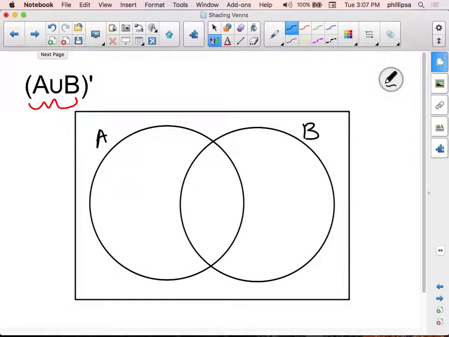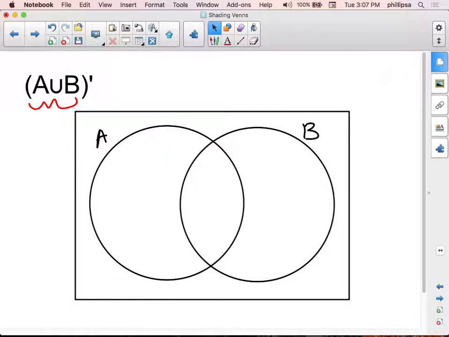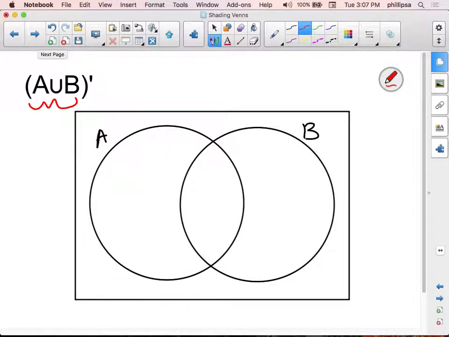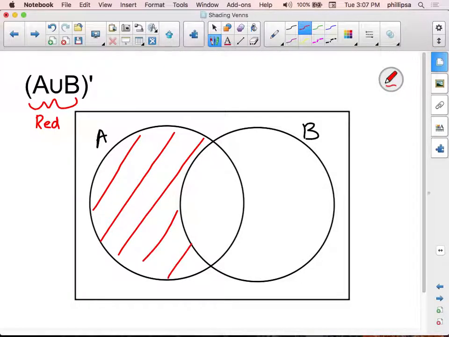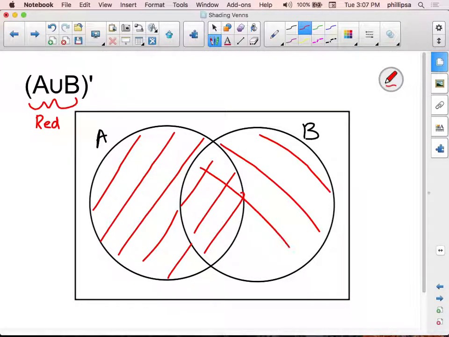So these I like to do maybe a little bit differently. So colors will help here. So I'm going to do everything on the inside in red, right? So A or B. Remember, A or B, that's good. That's a union. That means you're accepting more. It means you're going to accept everything in A. But you're also going to accept everything in B.